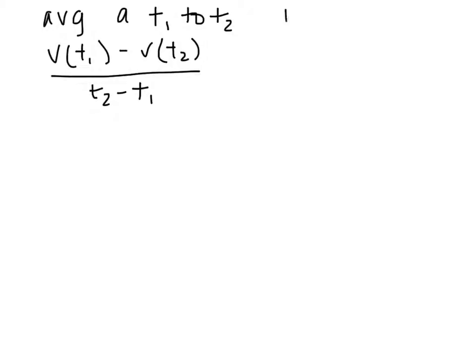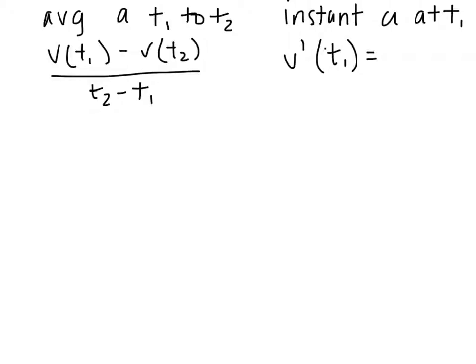And then the instantaneous acceleration is also pretty much the same thing. Say at time 1, you would just find the first derivative of the velocity at time 1. And that would be the same thing as the acceleration at time 1. You could also write this as the second derivative of the position function.